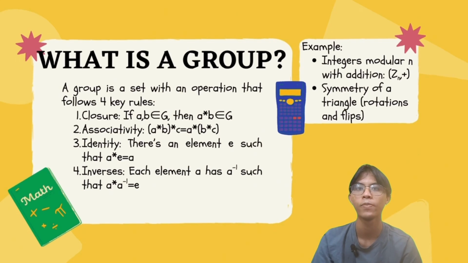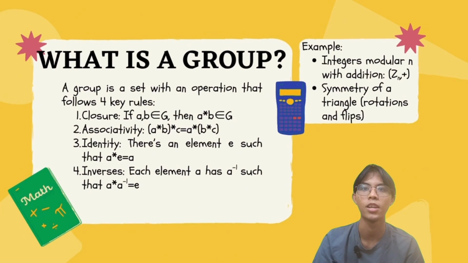Let's say we have G, and the operation is binary, either addition or multiplication. So, for closure, if A and B are in G, then A star B is in G. Second, associativity: A star B, in brackets, star C equals A star B star C, in brackets. And the third one is identity. There's an element E, the identity, such that A star identity gives us A.